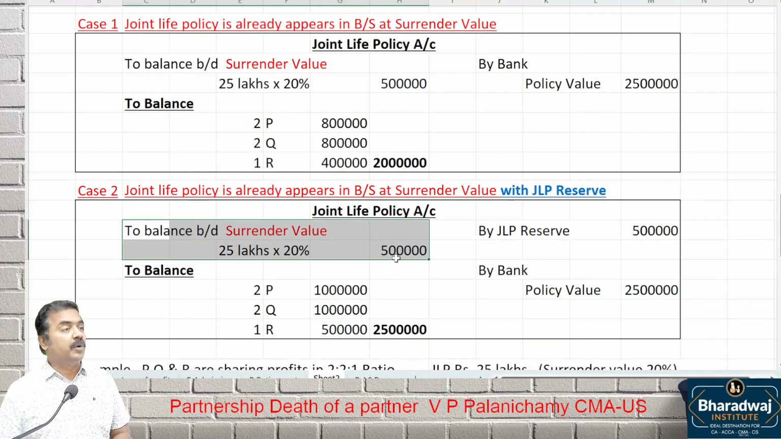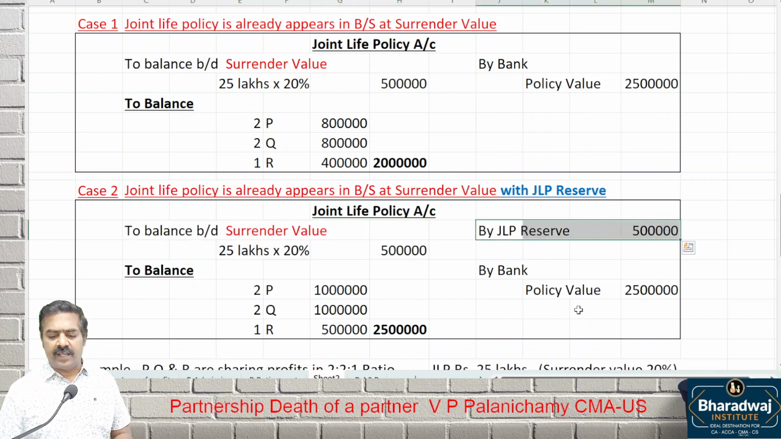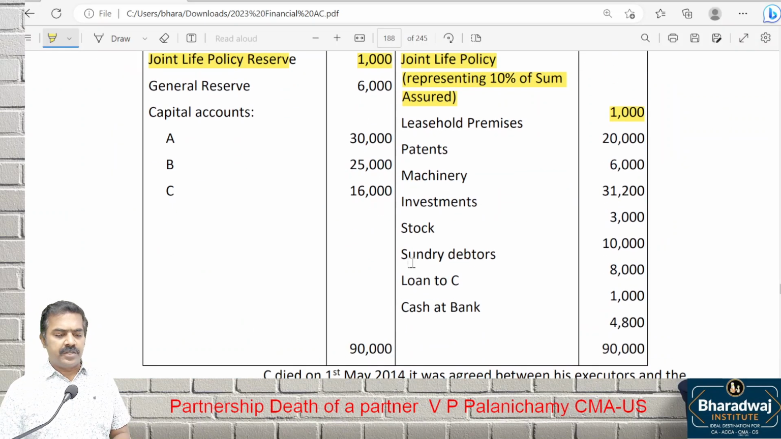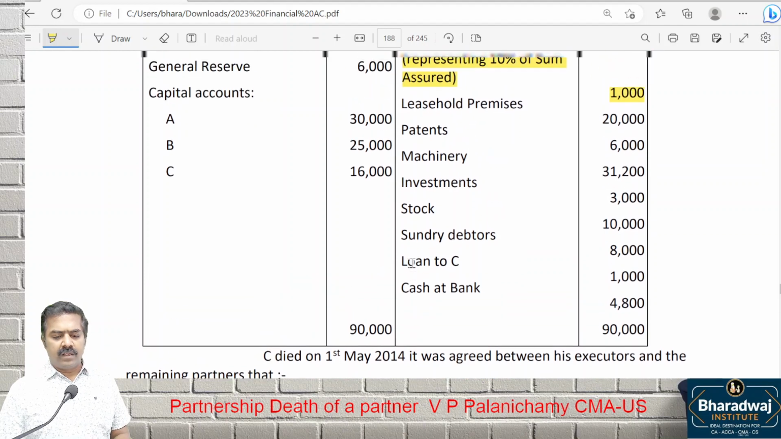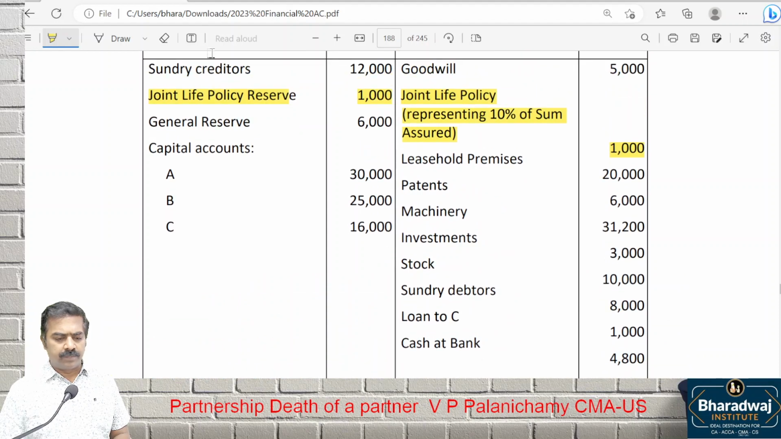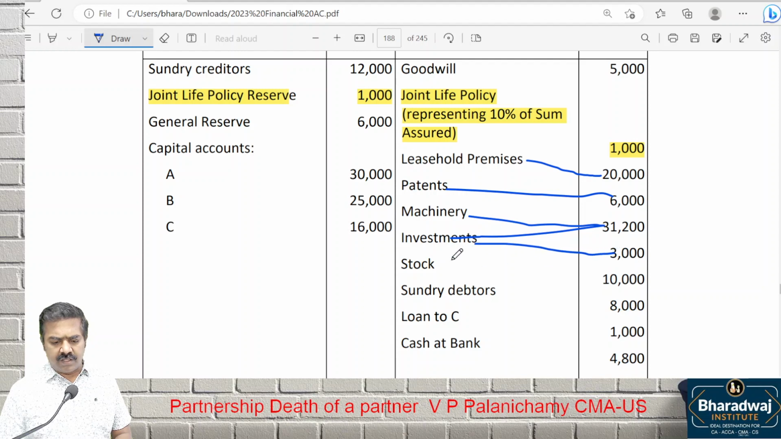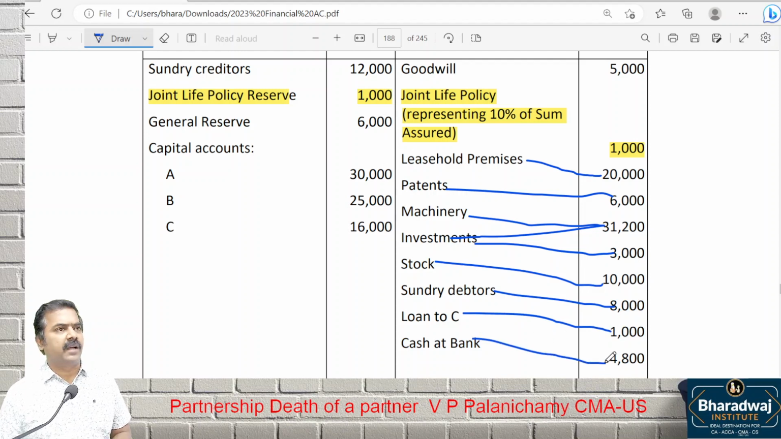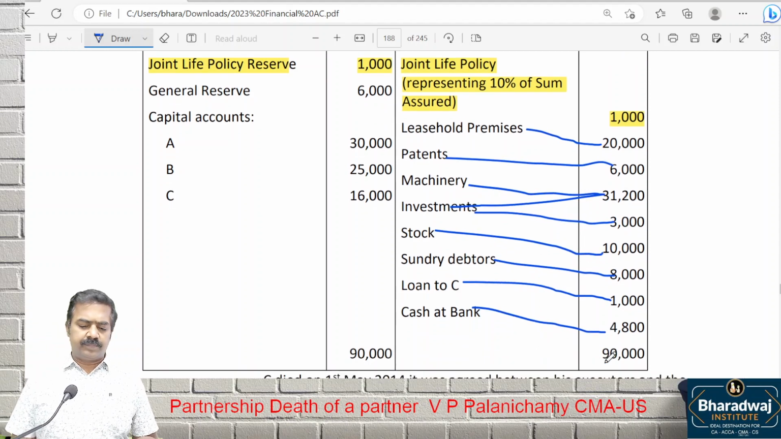Two balances brought on, you will take which value? Surrender value by JLP reserve, like that you will take it. Proceed. General reserve is given, capital account is given, loan to C is given, then cash at bank is given. There is an alignment error also. Okay, leasehold premises 20,000, patent 6,000, machinery 31,200, investments 3,000, stock 10,000, debtors 8,000, loan to C 1,000, cash at bank 4,800.